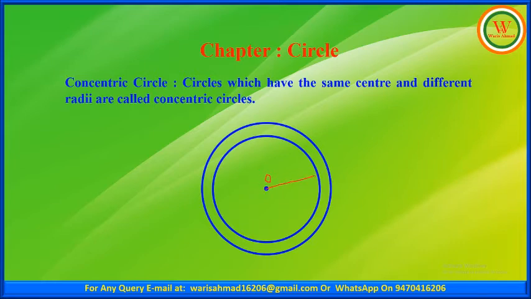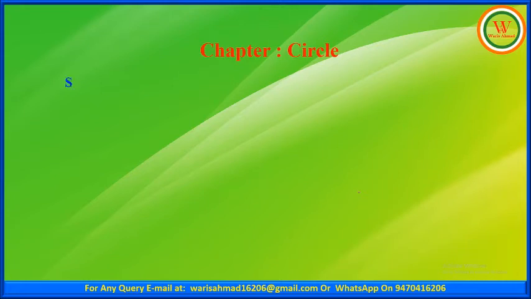The radius of inner circle is this one. We can represent this one with a small r, while the radius of outer circle I am representing with capital R. So here the radius of both the circles are different. Hence, we can say that these two are the concentric circles. Once again, let us see the definition. Circles which have the same center, or we can say having the common center, but different radii are called concentric circles. Now the next topic is semicircle.